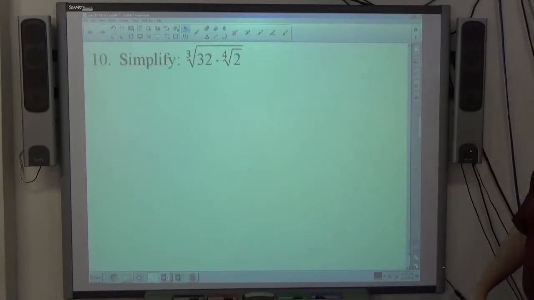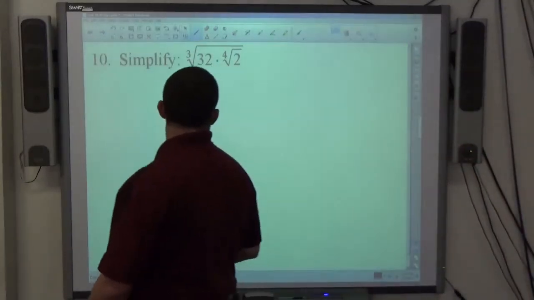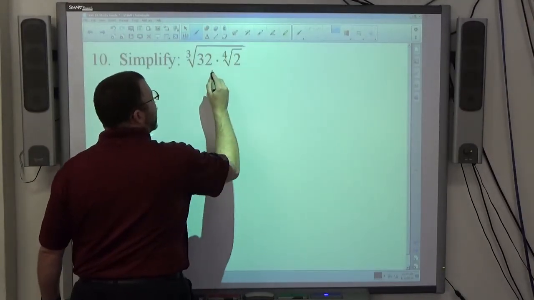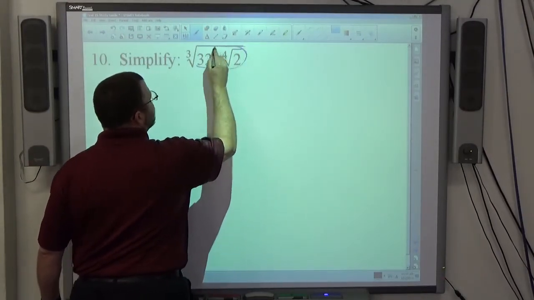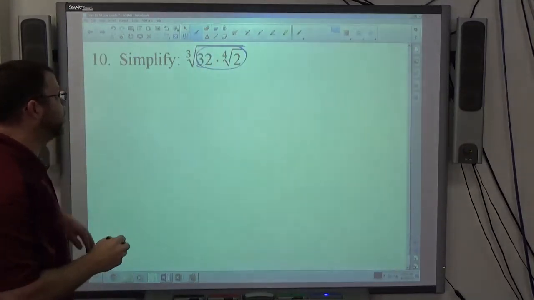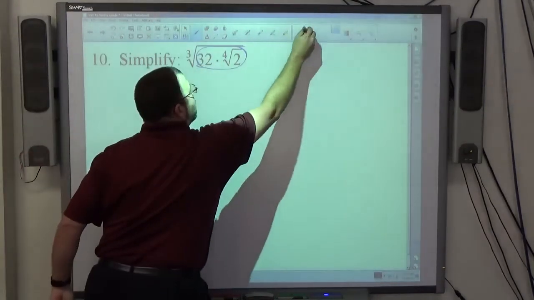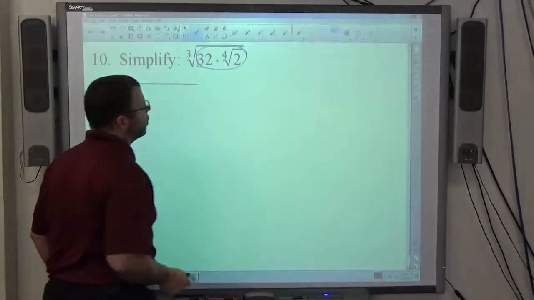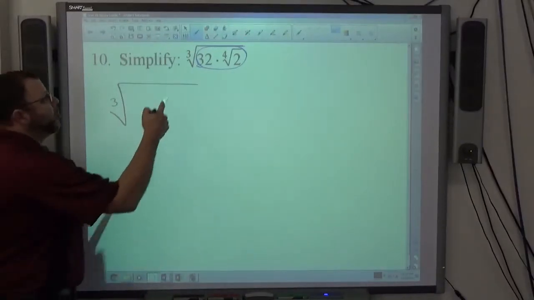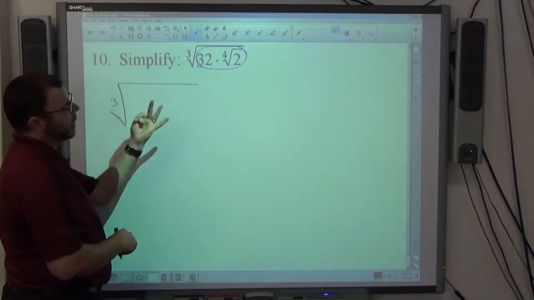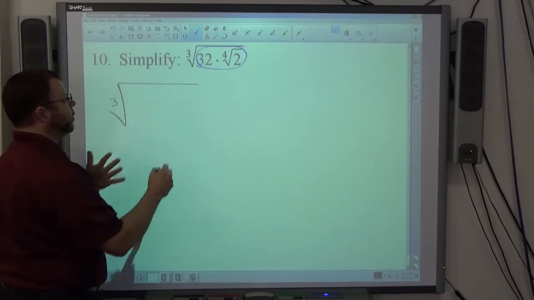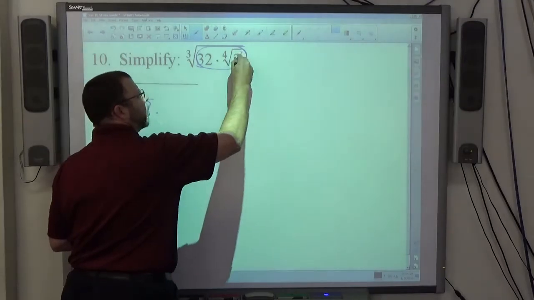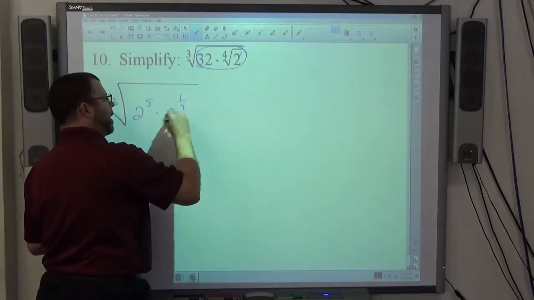Number 10. Simplify the cube root of 32 times the fourth root of 2. The bar here extends all the way over the second radical, so my advice has always been to deal with the inside object first, leaving this 3 outside all the way through until we're done. So I'm going to keep the cube root in there until I deal with what the inside should be down to a single object. So 32 is 2 times 2 is 4 times 2 is 8 times 2 is 16 times 2 is 32. So 32 is 2 to the 5th power. And this is the fourth root of 2 to the first, that's 2 to the 1/4 power.